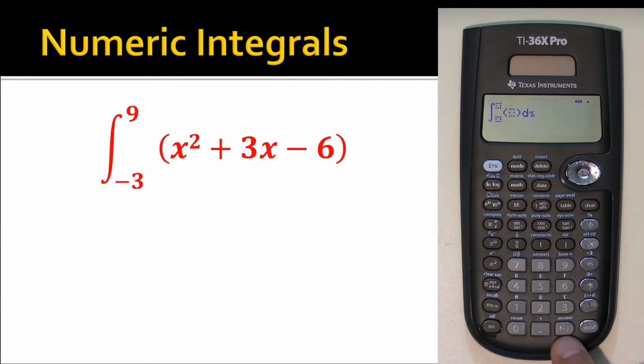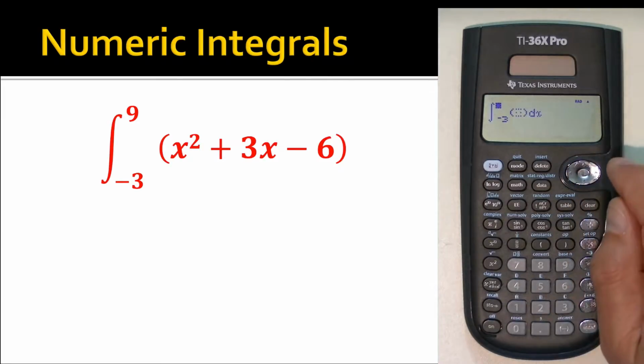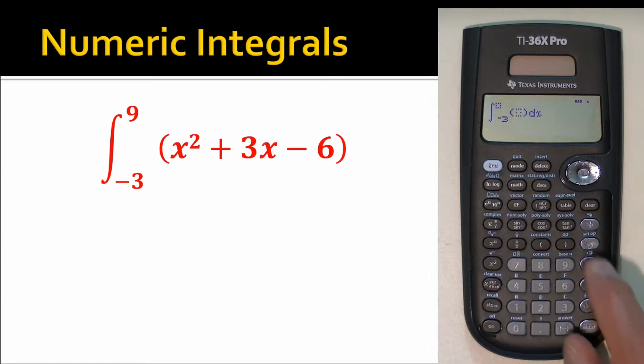It has parens around it. So we hit this key first to assign that we want to enter a negative number. Negative. And then we can hit the 3. And now we arrow up to the endpoint, which is 9. Since that's a positive, we just have to enter it.